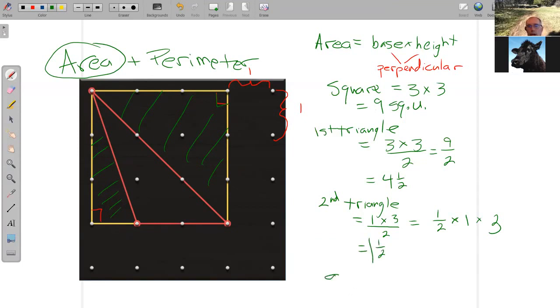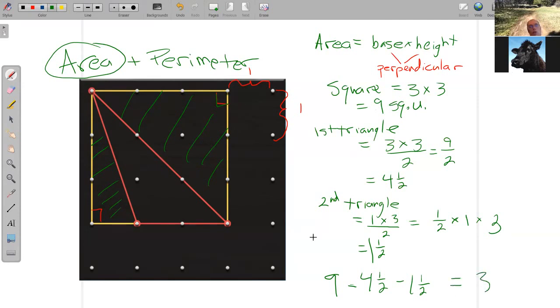So from that 9, I want to take away that 4.5, and I want to take away the 1.5. So 9 minus 4.5 is 4.5, because this is half of that triangle there. And then 4.5 minus 1.5 should give me 3.